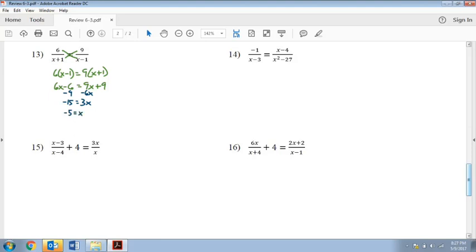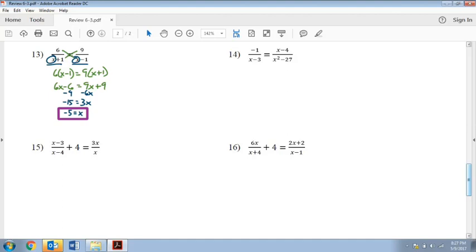And now remember, you always have to check the denominator. If I plug in a negative 5 for x, will I get 0 in my denominators? And if the answer is no, like in this case, because negative 5 plus 1 is negative 4 and negative 5 minus 1 is negative 6, since I don't get 0, we're good. Okay? Number 14. Same idea. Cross multiply and divide. See if you can do it.